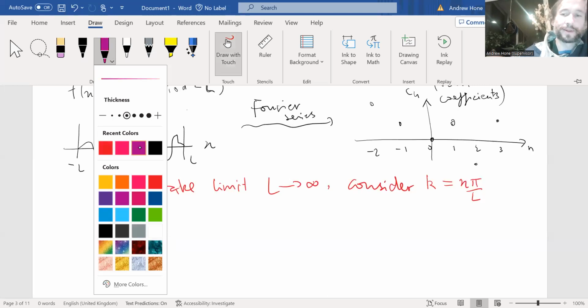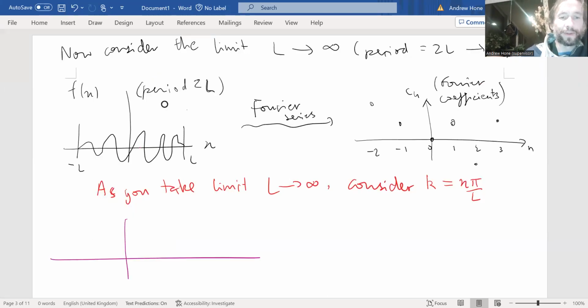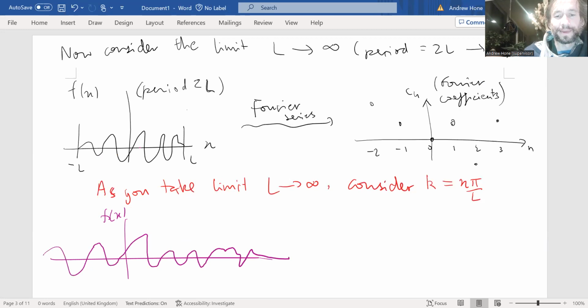So let's think about the new f that we've got. I'm not really going to try and draw it properly, but let's just say it's got some wiggles. It doesn't look like the same function, but it's a similar function, it's got lots of wiggles, and it's defined on the whole x-axis.